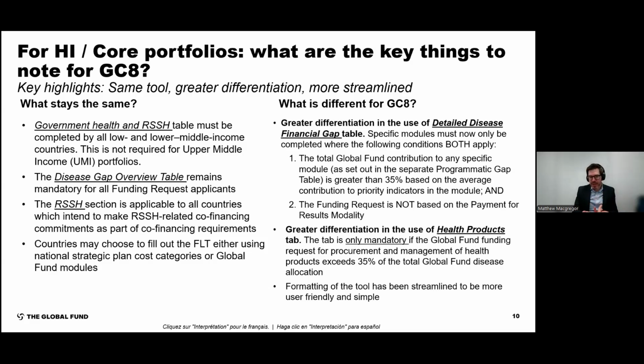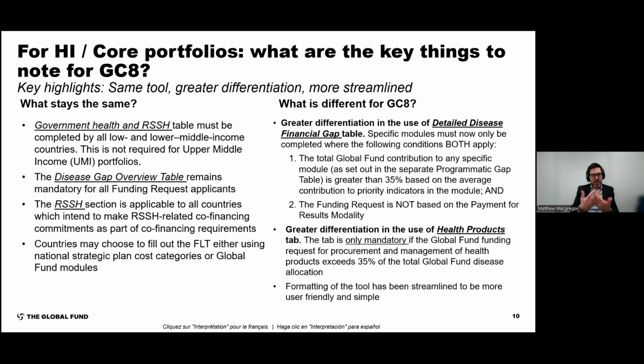And we've also finally changed the formatting of the tool based on lots of lessons learned and feedback to try to make it more streamlined, easy to use, simple, and user-friendly. So that's an overview of the FLT, and I'll pause there.